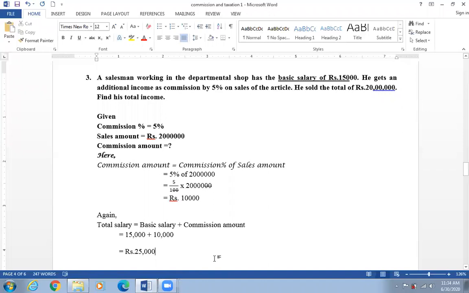But at last they will also say to you, if you buy this television of 25,000 rupees, there are additional more features.